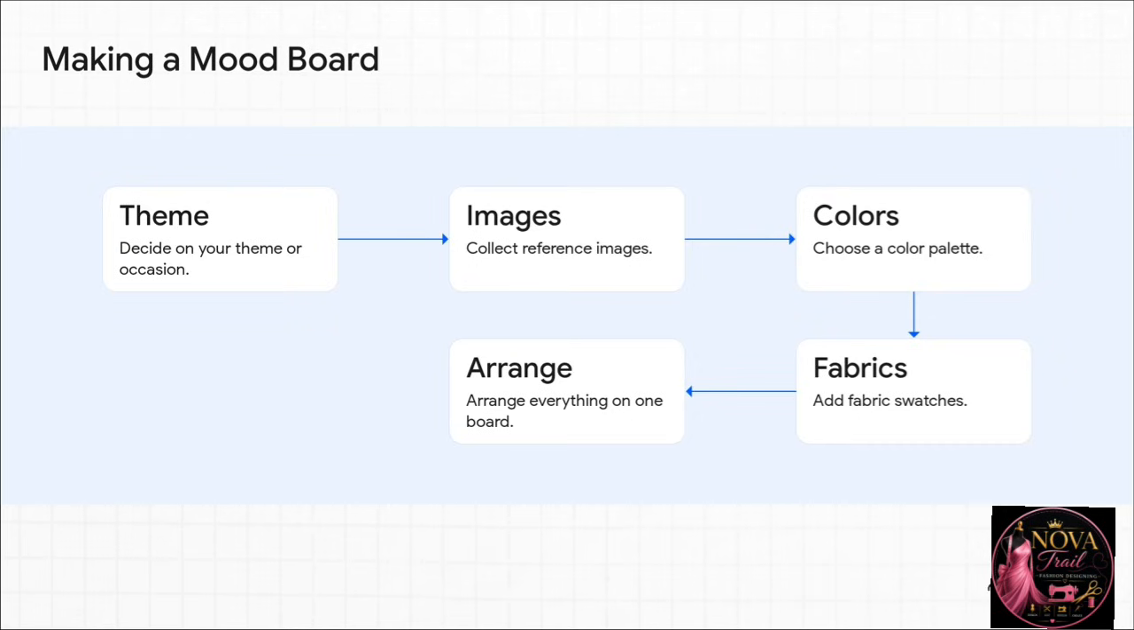First, decide on your theme or the occasion. Second, collect all your reference images. Third, pull a specific color palette from those images. Fourth, add physical pieces of fabric, we call these swatches, that match your vision. And step 5, just arrange the whole shebang beautifully on one board or digital canvas.